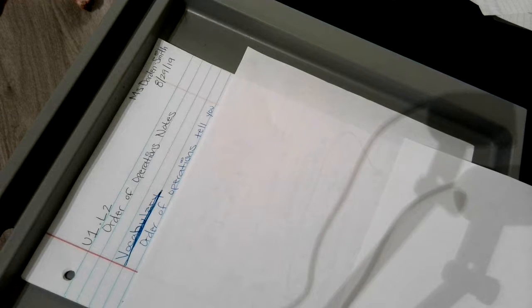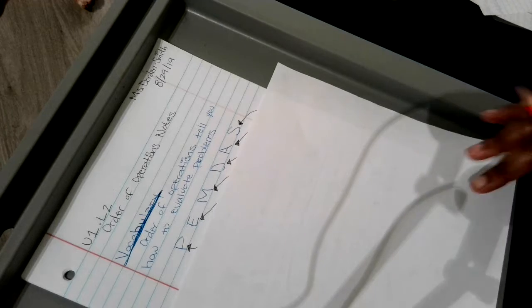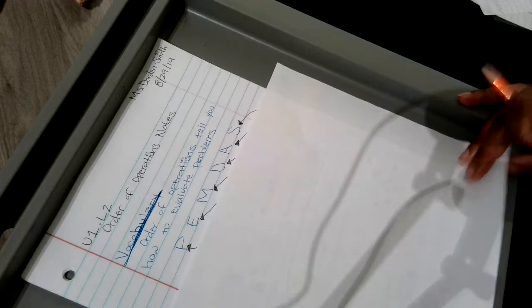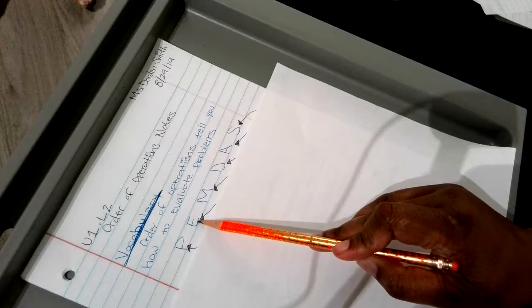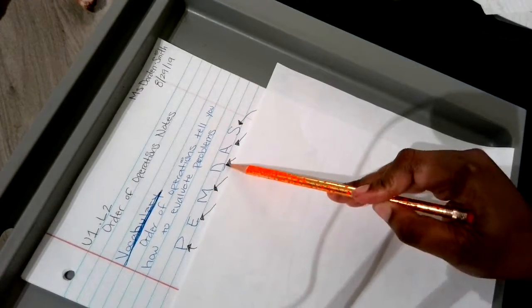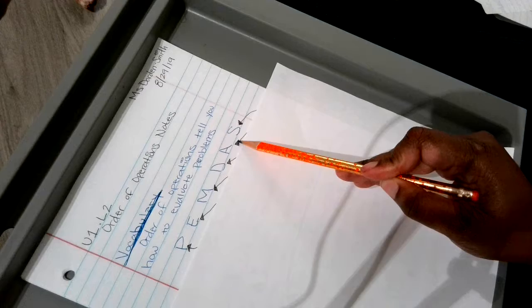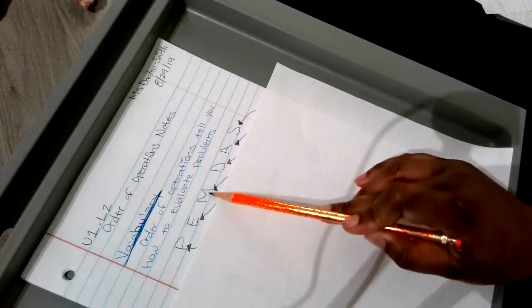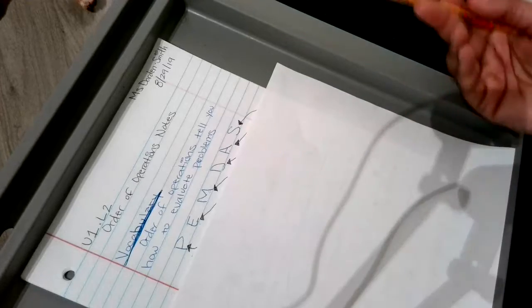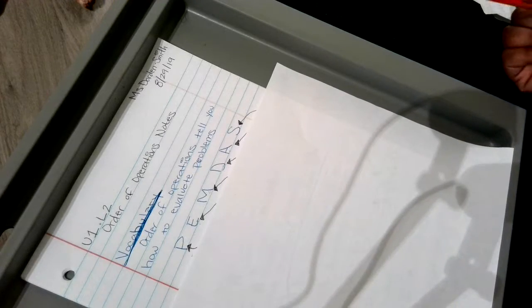Now, the order of operations tells you how to evaluate problems. Okay? Now, you all might remember PEMDAS. What PEMDAS stands for is parentheses, exponents, multiplication, division, addition, subtraction. Please excuse my dear Aunt Sally. It's a way some people learn how to remember that.